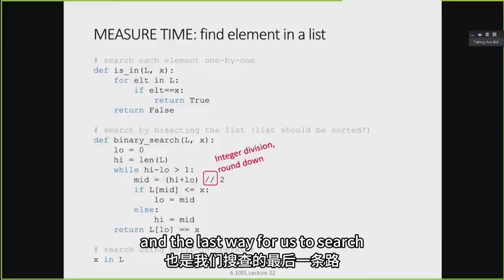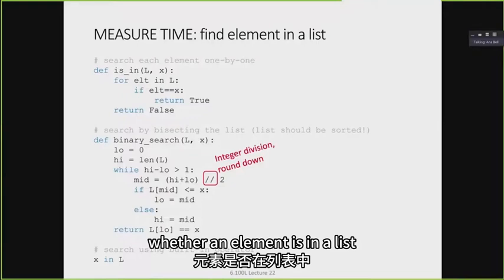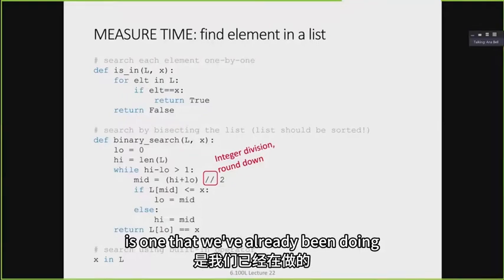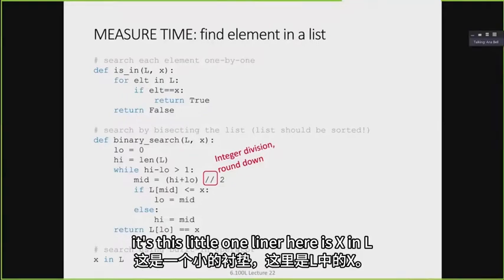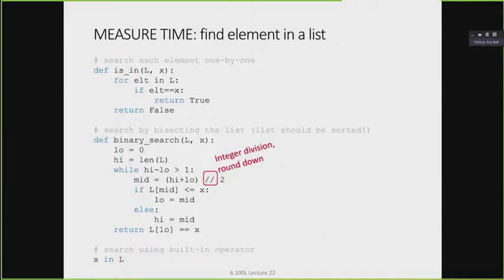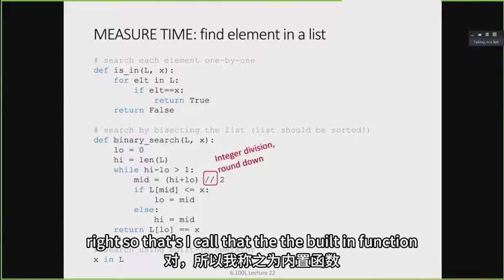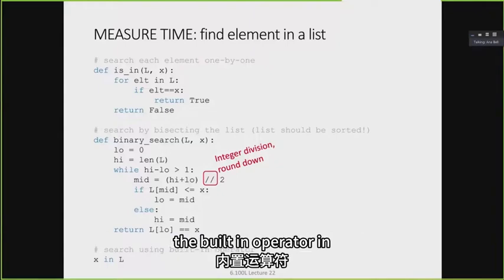And the last way for us to search whether an element is in a list is one that we've already been doing. It's this little one-liner here, is X in L, using the keyword in. I call that the built-in operator in.